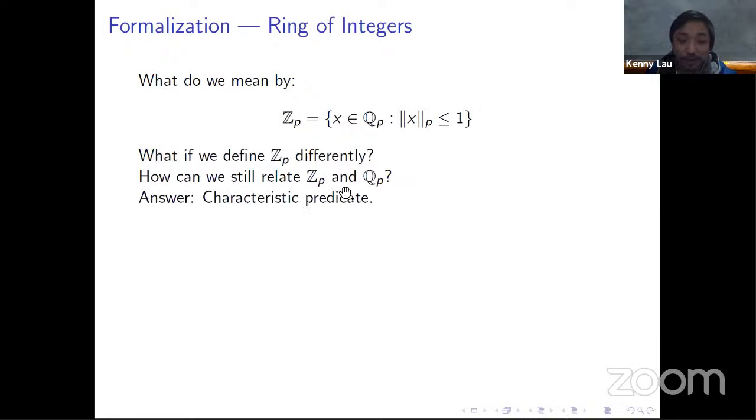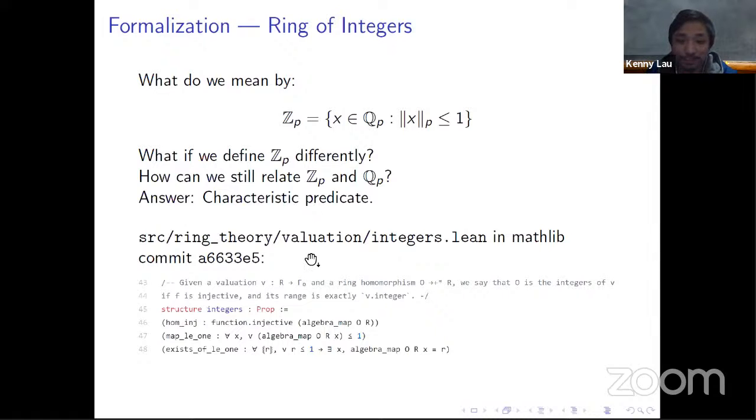The answer is to use characteristic predicates. And what do we mean? So let's look at how we do it in Lean. So this Q_p is K, and it has a valuation to the real numbers. And the Z_p would be O. Usually we denote the ring of integers as O. So this is the characteristic predicate. This predicate characterizes uniquely what it means for something to be a ring of integers of some other thing.